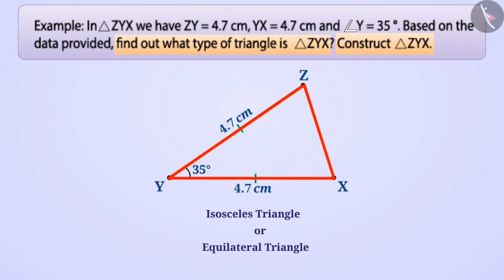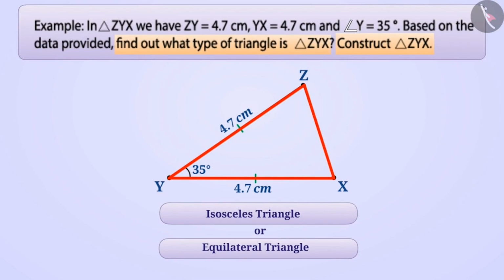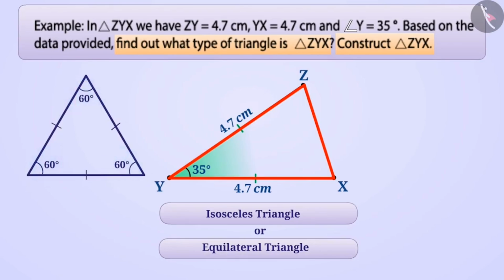Can you tell us how we can find out which of the two types of triangle ZYX is? Think for a while. Absolutely right. Here, angle Y is equal to 35 degrees. You will remember that all the angles of an equilateral triangle are 60 degrees. Since the measure of angle Y is not 60 degrees, triangle ZYX cannot be an equilateral triangle, which means it is definitely an isosceles triangle. Thus, by properly understanding the information provided, you can answer any question correctly.